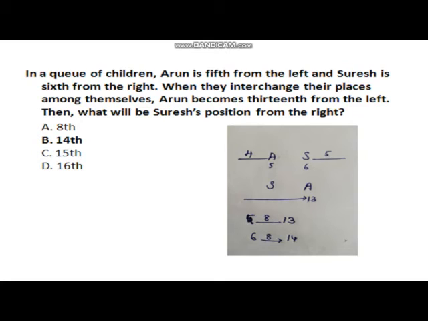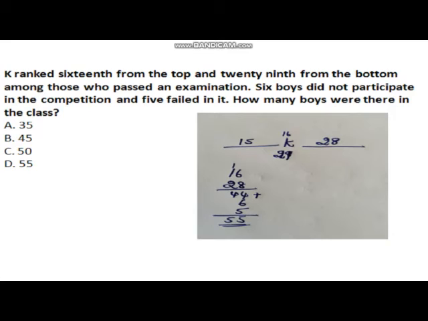Next question. K ranked 16th from the top and 29th from the bottom. So it is a single person; before him there are 15 persons, and after him there are 28 persons. 6 boys did not participate in the competition and 5 failed. How many boys? We have to find the total number of boys. So we know 15 plus 28 plus K, plus 6 plus 5, because 6 boys did not participate and 5 failed. So altogether we get 55. 55 is the answer.